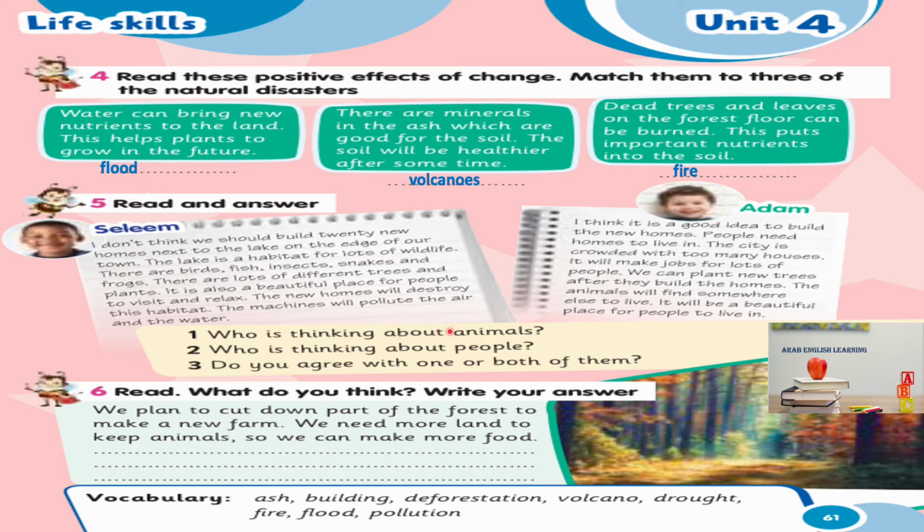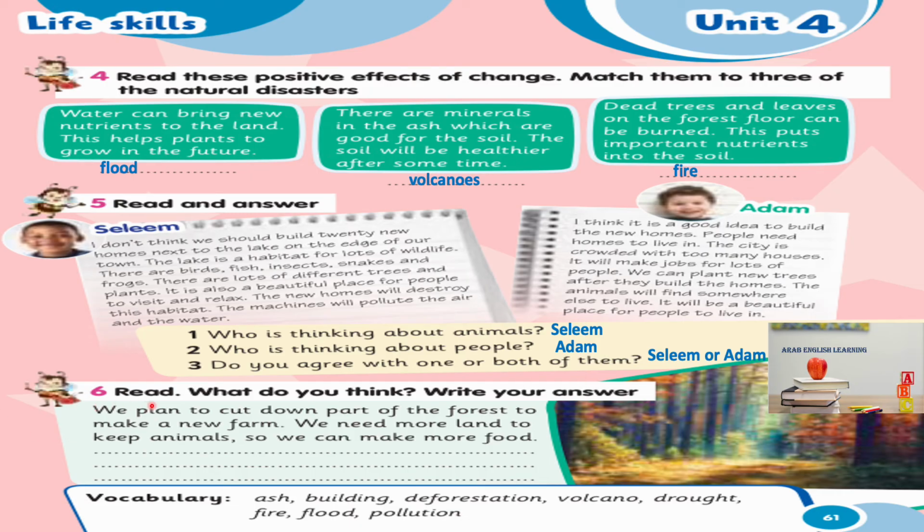1. Who is thinking about animals? Selim or Adam? Selim. 2. Who is thinking about people? Adam. 3. Do you agree with one or both of them? Who do you agree with? Selim or Adam? Or both?